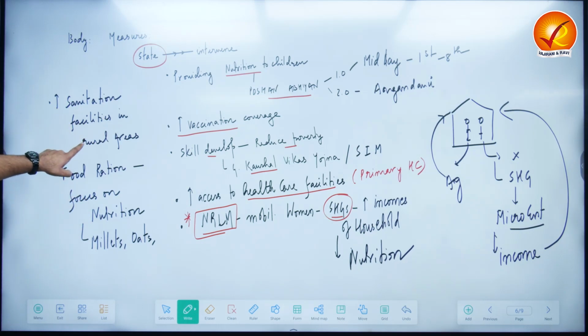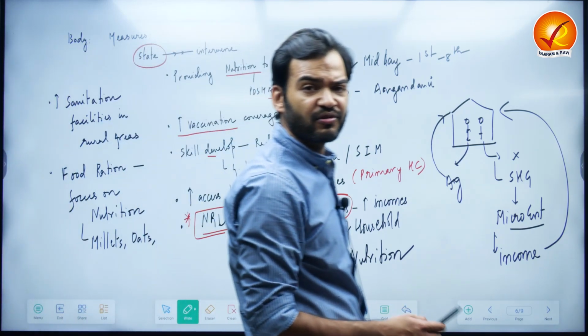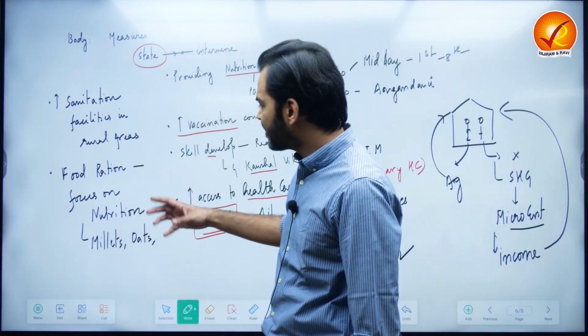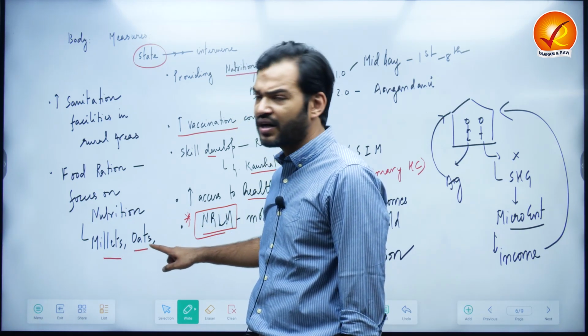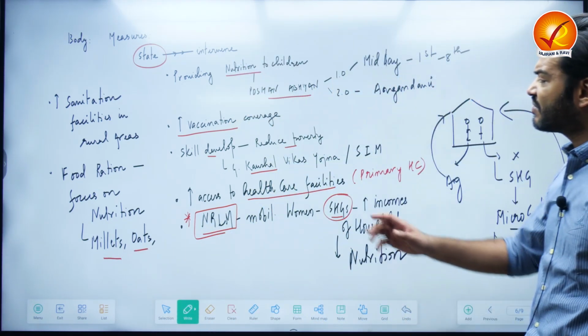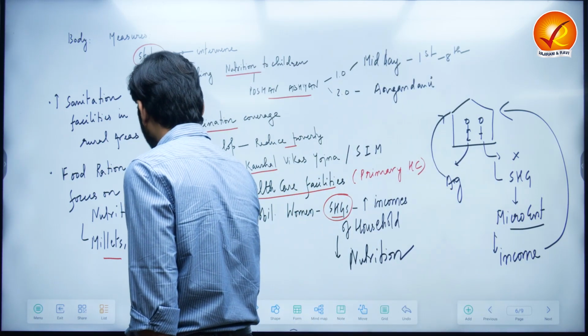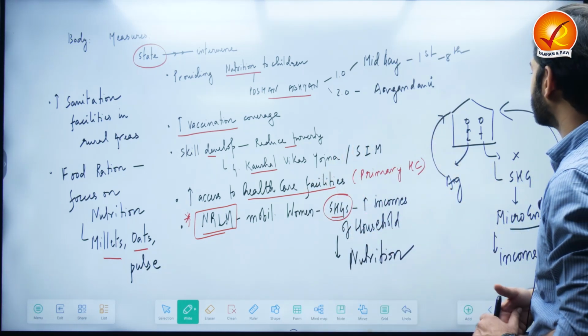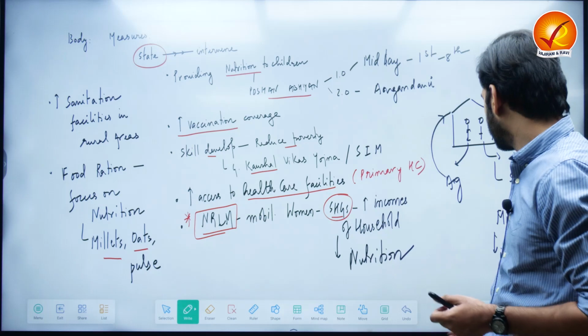Then improving sanitation facilities in rural areas. The government has done very good work in improving sanitation facilities in rural areas. Most of the villages in India are now ODF, open defecation free. Then providing food rations. The government is already providing food rations under the National Food Security Act. Now with the food ration, the government can also provide micronutrient food like millets, jowar, bajra, ragi, and pulses. All these things can be given along with the ration, wheat and rice. So this holistic coverage will improve the nutrition level.